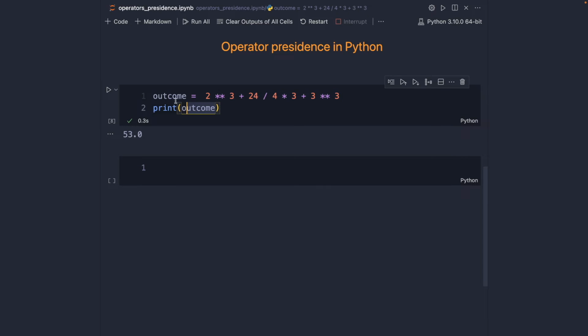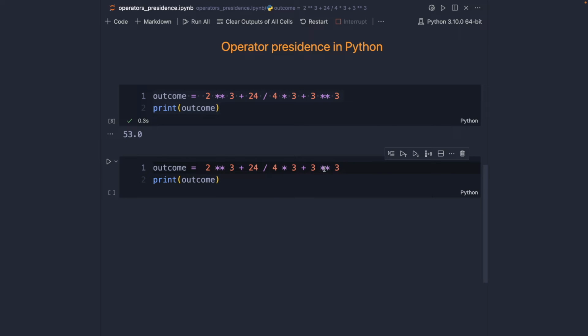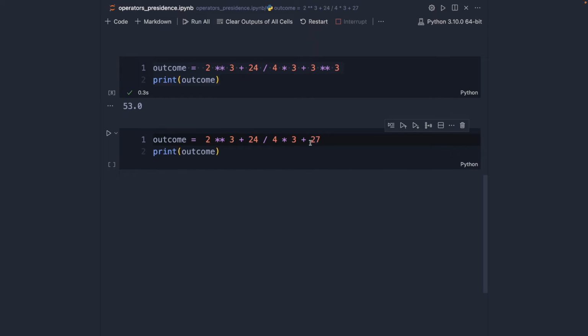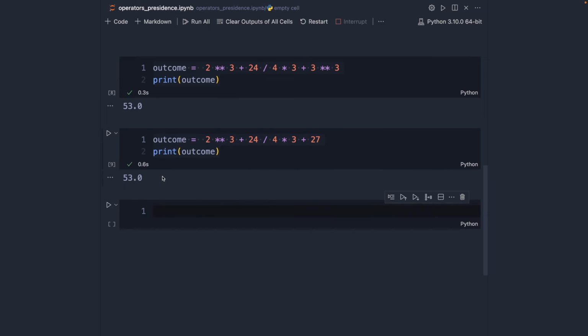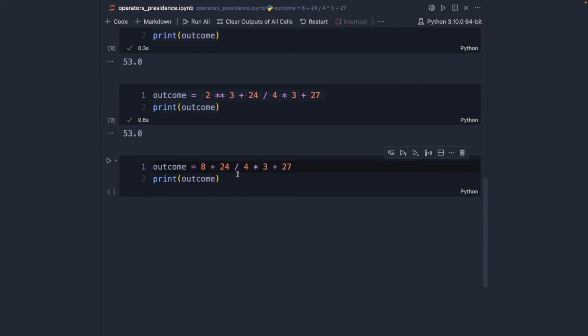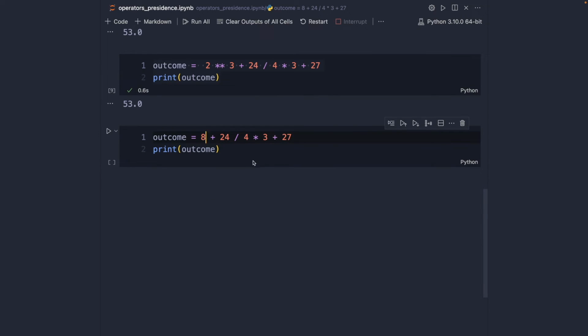So the first thing to be evaluated is 3 exponentiation 3. It will be evaluated into the value 27. Now out of all of these operators, the highest precedence goes to exponentiation and there is no other exponentiation operator. So this part will be evaluated. So 2 exponentiation 3, it will be evaluated, or let me evaluate it in the next part. Yeah, 8.